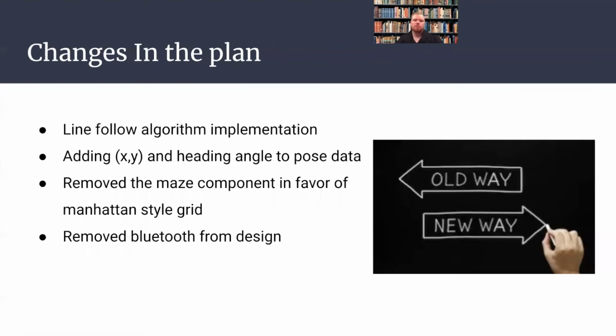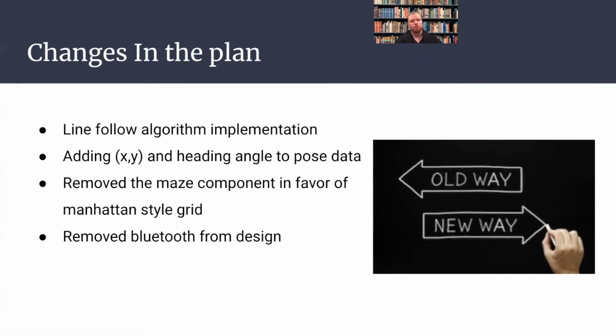So these are the high-level changes in our plan. We originally intended to use the line follow algorithm from an academic paper we found. Later on, we're going to go through the changes we made to this paper. We also ended up adding XY data to the robot. We came up with a simple dead reckoning strategy, and then also accounted for error in the heading angle in the physical robot.